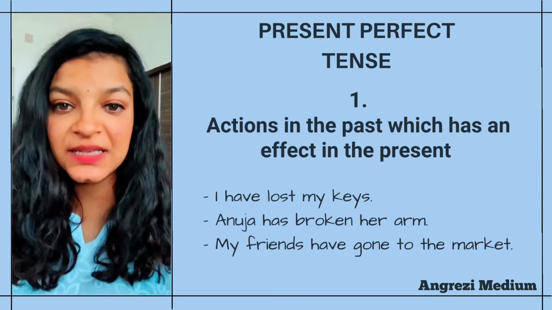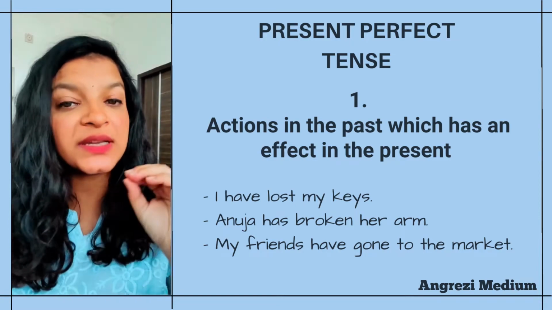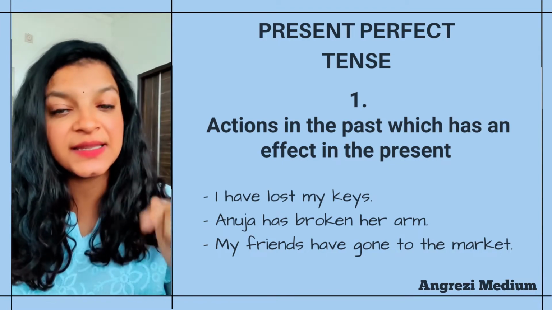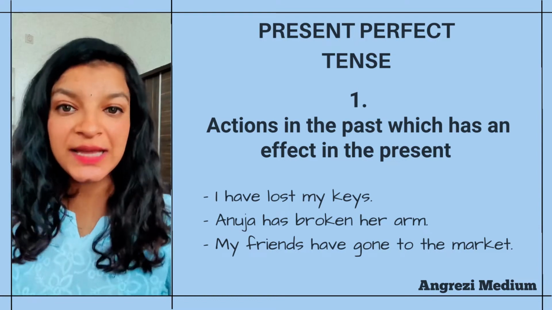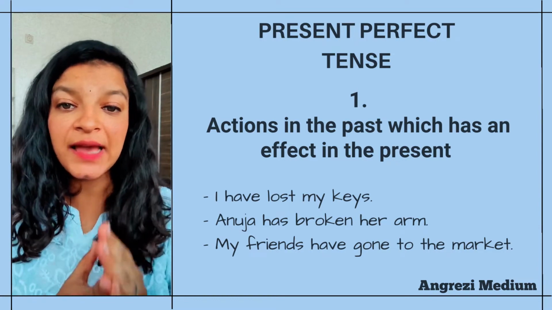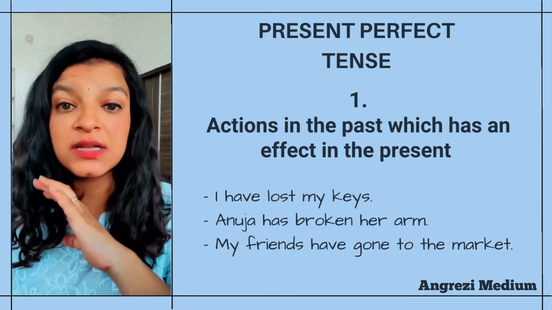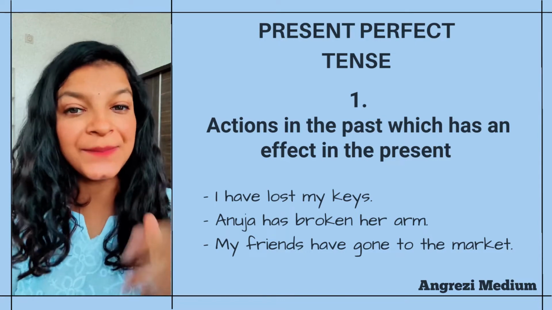So the first application is to talk about an action which happened in the past but has an effect in the present as well. Let's look at some examples. I have lost my keys. So this will mean that the keys are still missing. You haven't found them yet.